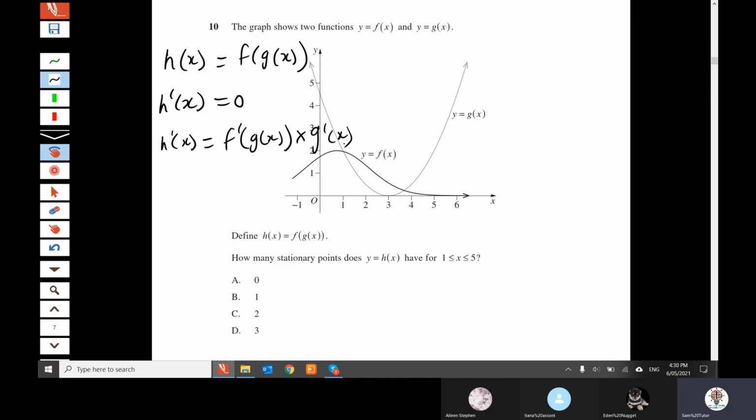Still good? Where, and then that equals to 0, obviously. Where does g dash of x equal to 0? G of x is this one here, right? This gray one. Where does that equal to 0? G dash of x equals to 0 at x equals to 3. Good job. So we found one stationary point. How many stationary points will it have? We at least know it's going to have one. So it's definitely not A.